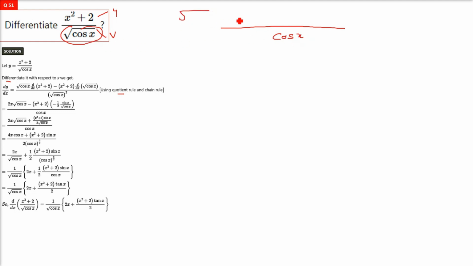Then this under root cos x will come here. Then the differentiation d by dx of x square plus 2. Then we have a subtraction. And this x square plus 2 will come in front. And then we have d by dx of under root cos x.